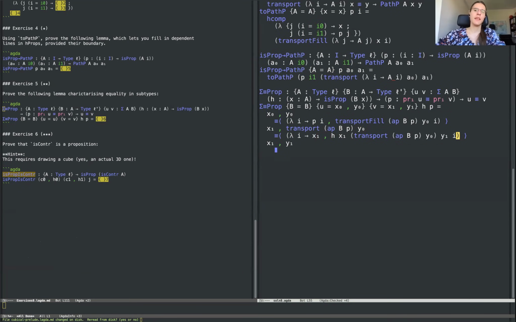So bam. The idea is first we did a dependent path to connect this to the transport. And then from the transport, we use the fact that it's a proposition to connect the second components entirely in the fiber B of X1. Then we use that it's a proposition.